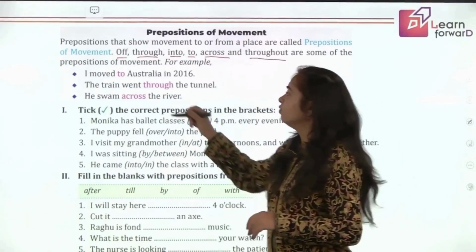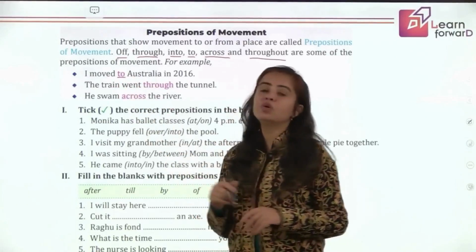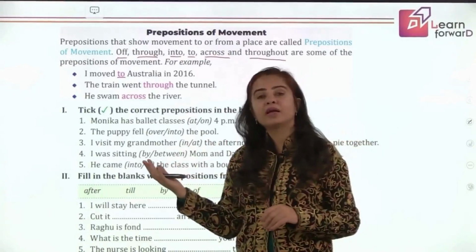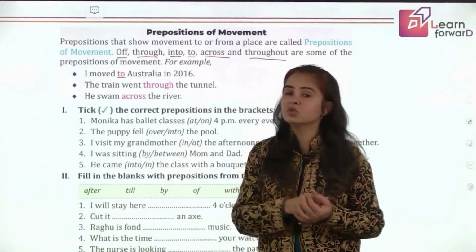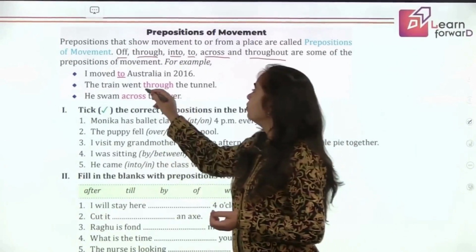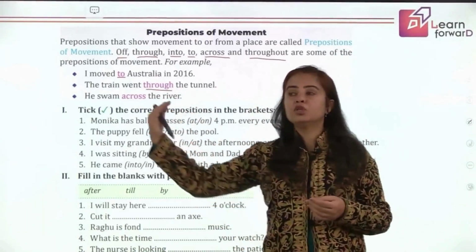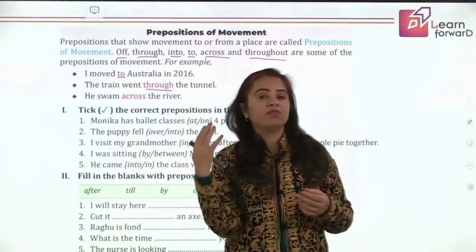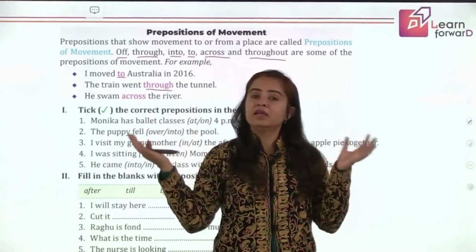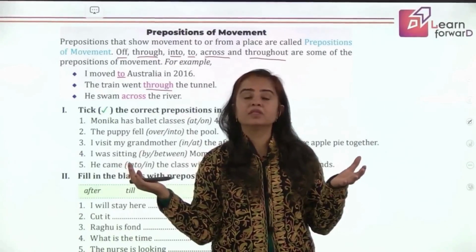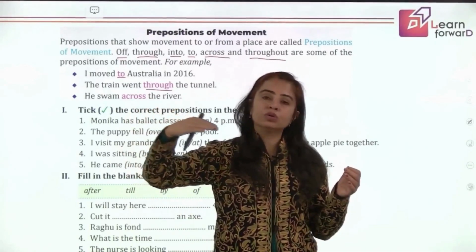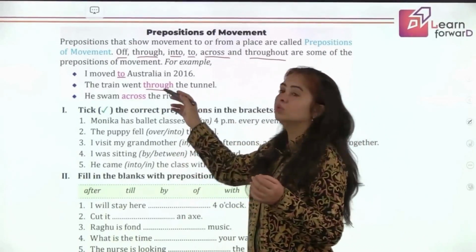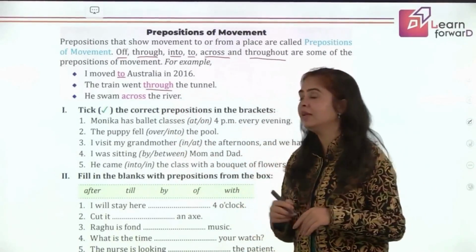How do you use them? We'll get to know. I moved to Australia. So this is showing the movement. I'm going to market. I'm going to school. So that is showing your movement. Then through the tunnel. Through the tunnel means you are going across. You are passing through it. So when you are just traveling and there is a tunnel on the way, in the way you get a tunnel, you go through it. That means you are passing along it. So that is called through. That is again a movement, right?